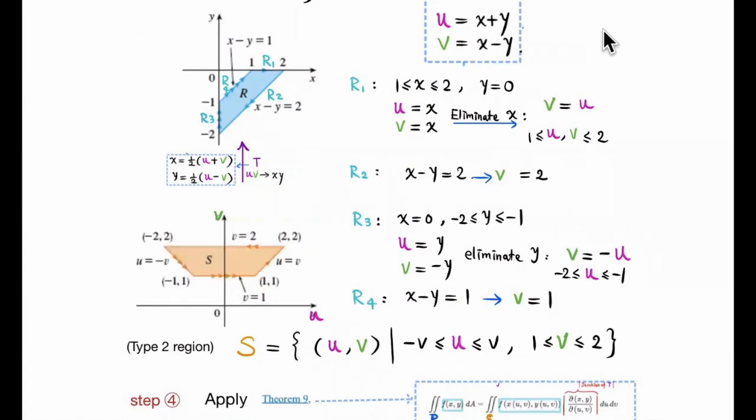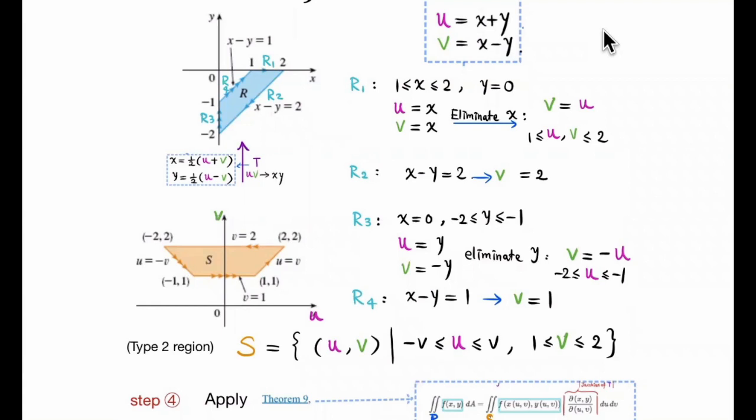Notice that this region here is moving. The boundary here is moving in this clockwise direction. And then this region over here is moving in this counterclockwise direction. This region over here, this S, is simpler than this region. And it is a type I region.